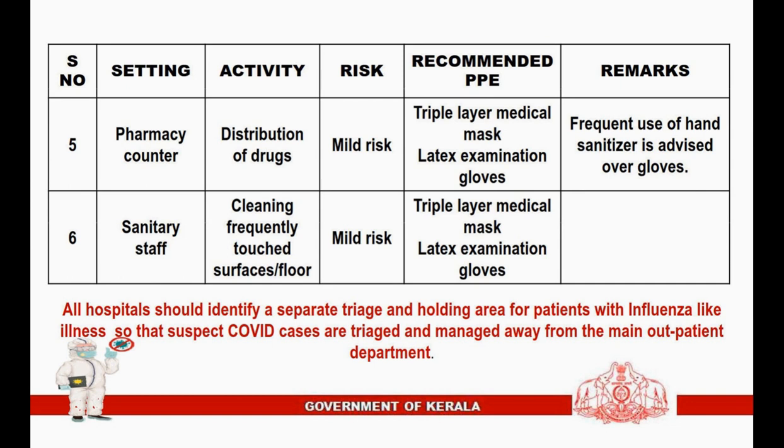All hospitals should identify a separate triage and holding area for patients with influenza-like illness so that suspect COVID cases are triaged and managed away from the main outpatient department.